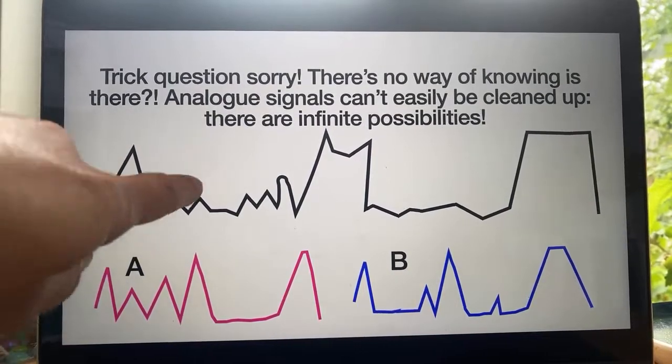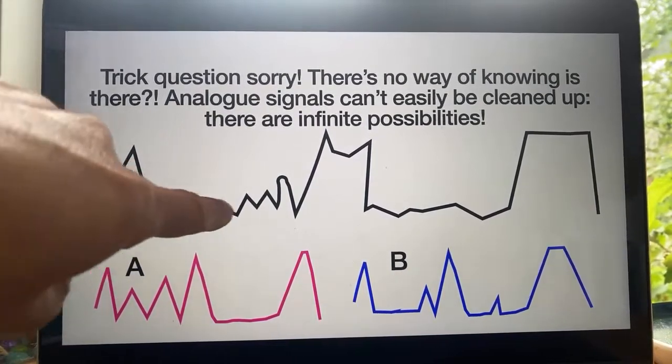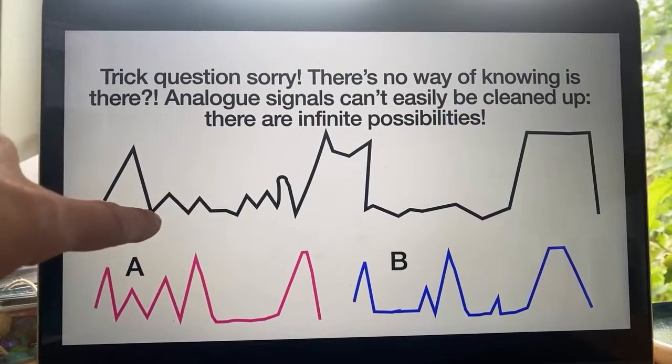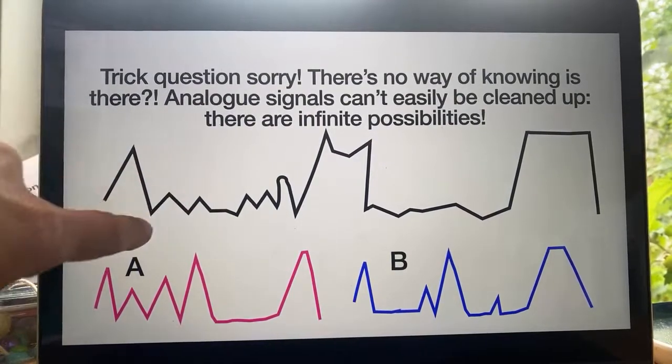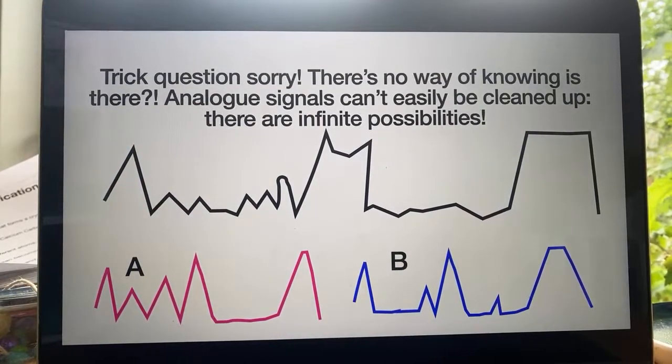We've got no way of knowing, looking at this, whether that's supposed to be a flat line, but that bump is a noise, or whether that's supposed to be a higher bump, or whether those two bumps are what. We don't know. We can't possibly tell. So analog signals cannot be cleaned up very easily.